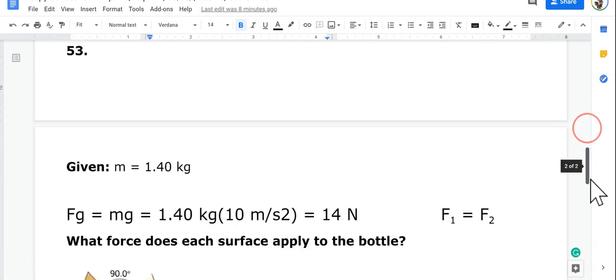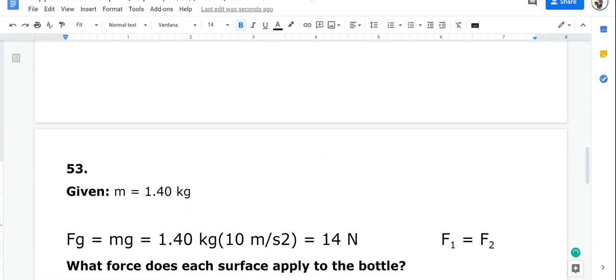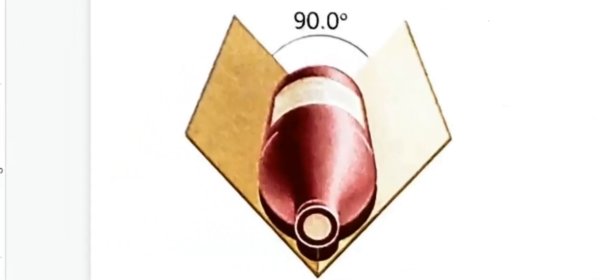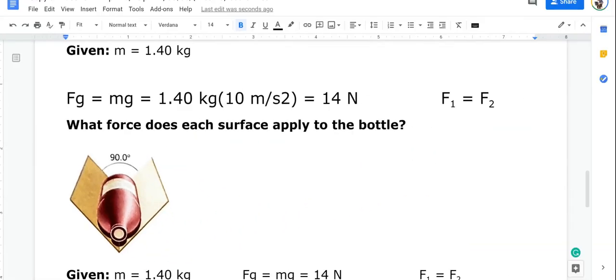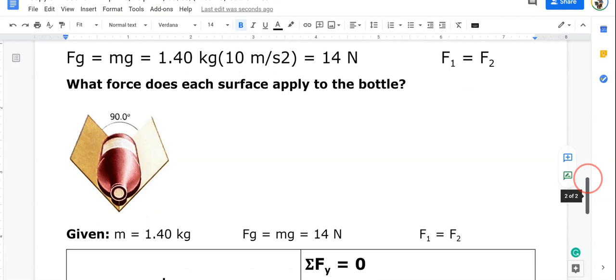All right, 53 is definitely trickier. Let me show you the picture. You have a bottle of wine, and it is sitting on a shelf that's 90 degrees. You can see the shelf is 90 degrees, and each part of the shelf exerts a force on the wine this way. So what does that look like? I'm going to give you the free body diagram. The question is, what force does each surface apply to the bottle?